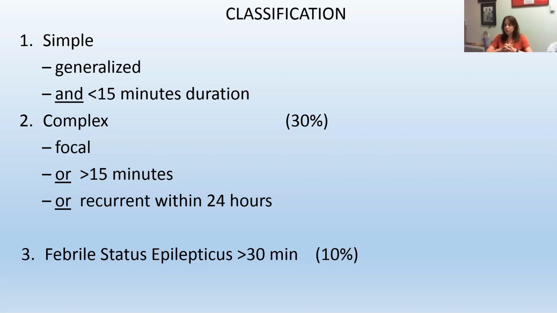And about 10% of children, their first febrile seizure is going to be febrile status epilepticus, with the definition that it is longer than 30 minutes. So it can be either one seizure longer than 30 minutes, or it can be recurrent febrile seizures where the child does not regain back its baseline mental status.